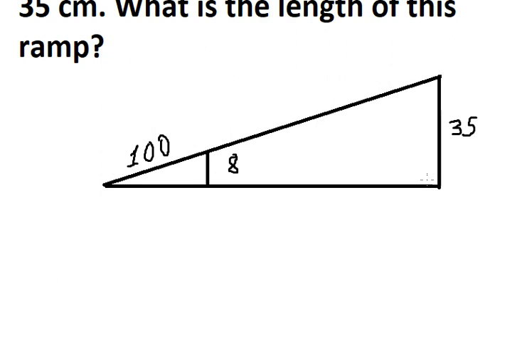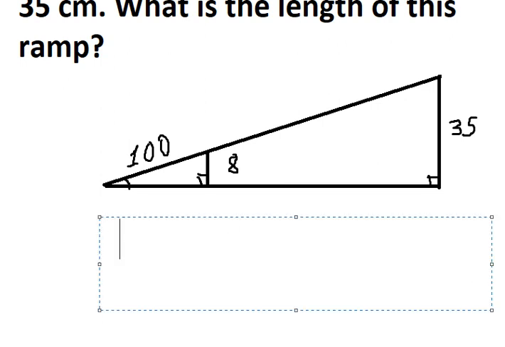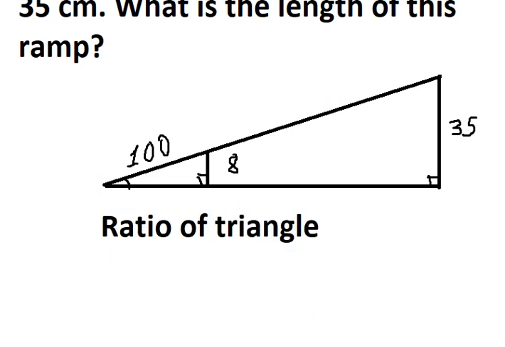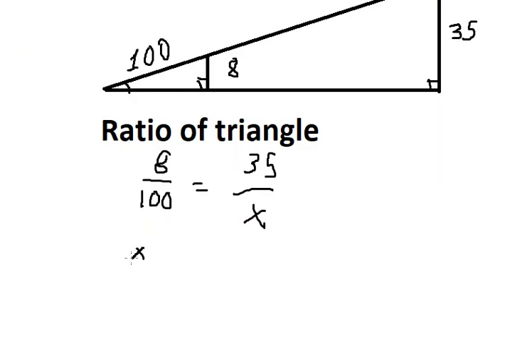So if we look carefully, we have two right triangles. In this situation, we know that they have the same angle in here, and now we can use the ratio of the triangles. So I will call this one S. So we have 8 over 100 equals 35 over S. And now we just find the value of S.